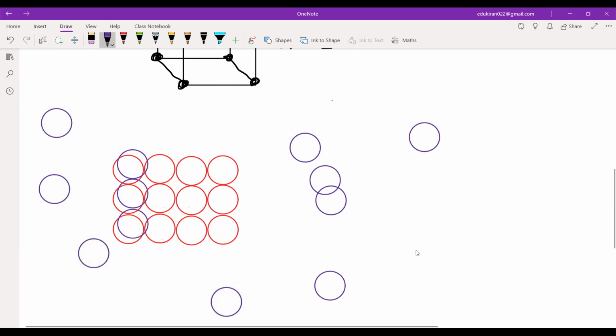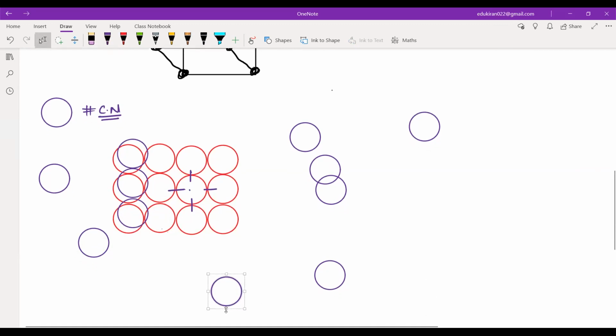I want to find the coordination number. So I will look at one atom, that is the red atom here. Now this red atom is touching how many atoms? Tell me. In this one floor, how many atoms? 4. All of you can see in one layer it is touching 4 atoms, correct?